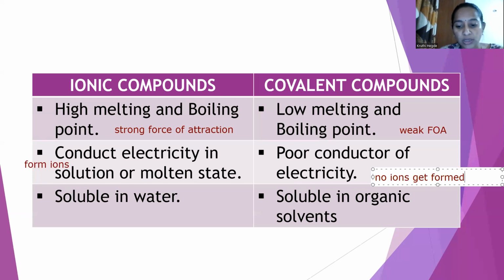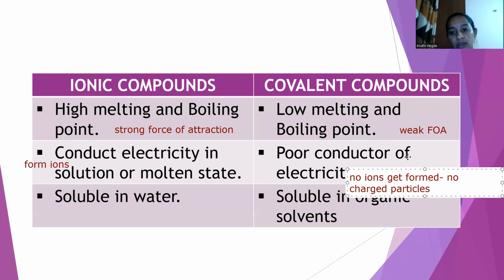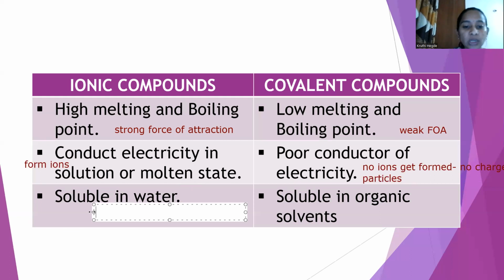No ions get formed, so no charged particles. As there are no charged particles, current cannot be carried. Got it, children? That's why they are poor conductors of electricity. Then ionic compounds are soluble in water, because water is also ionic, whereas covalent compounds are soluble in organic solvents.